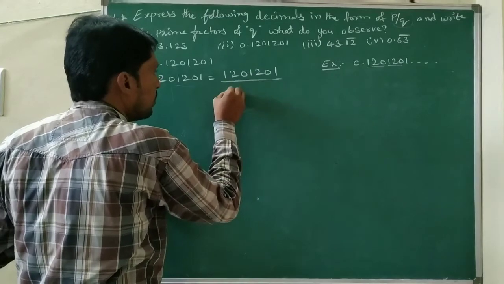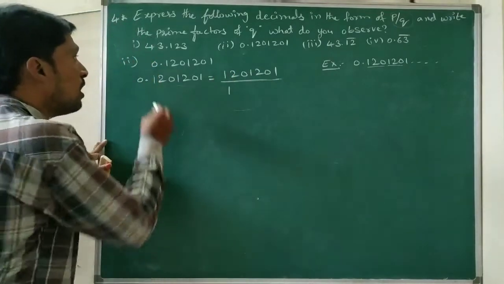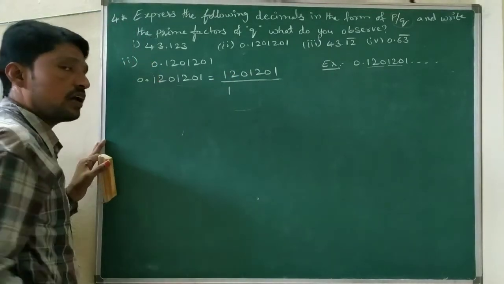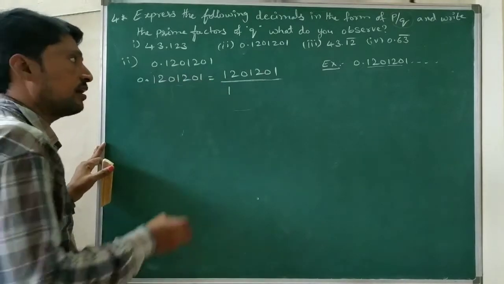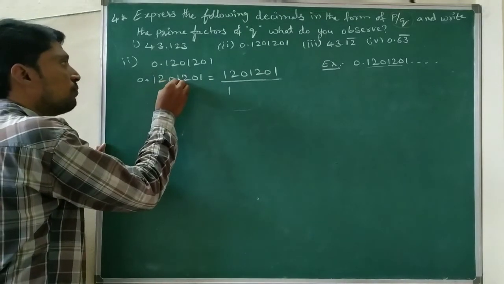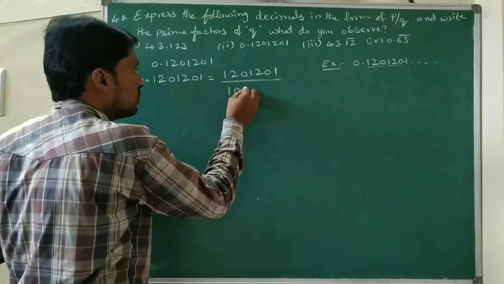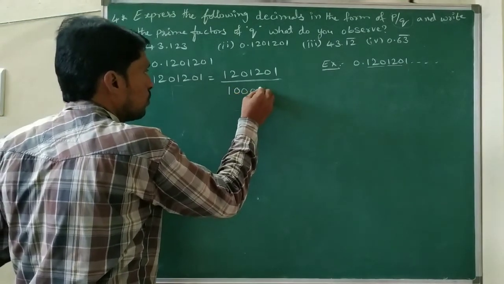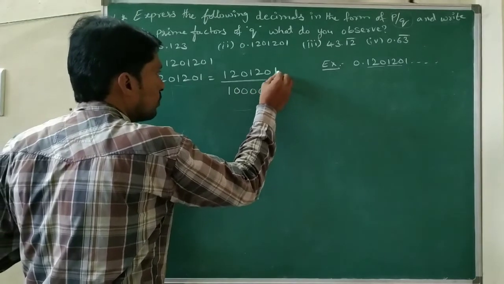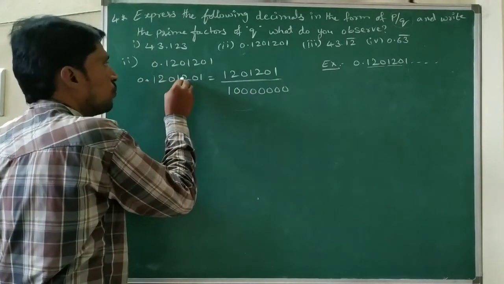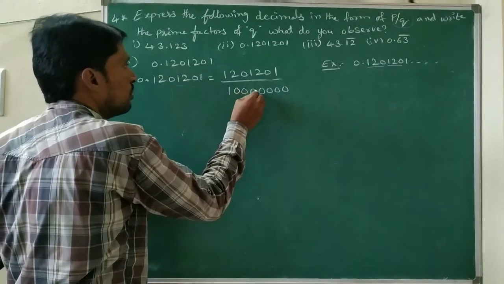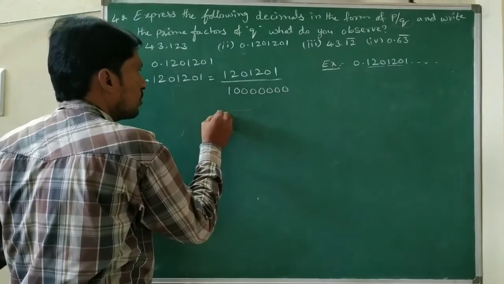So like that, 12012001 by, in the denominator, first you have to take 1. After the point, how many digits are there? 1, 2, 3, 4, 5, 6, 7. Means 7 zeros we need to take. That equals.